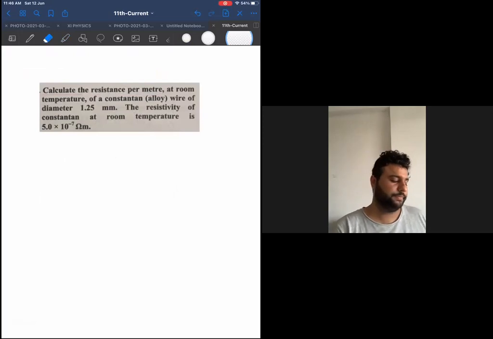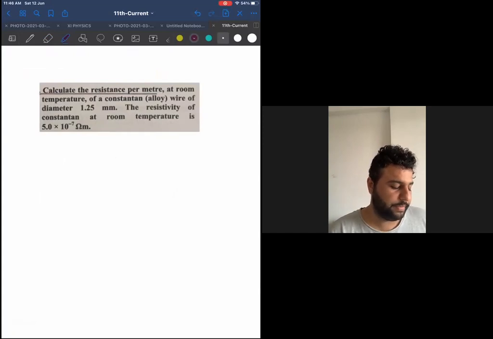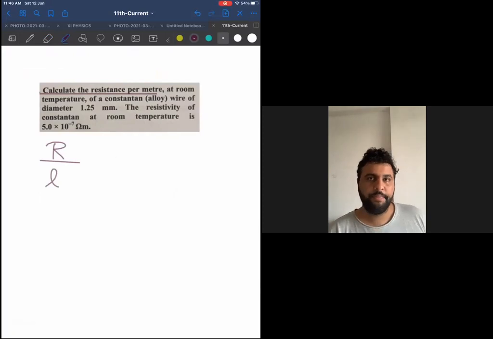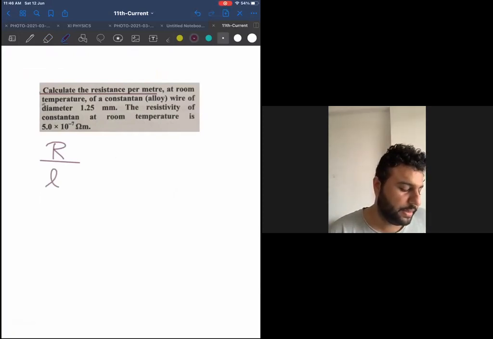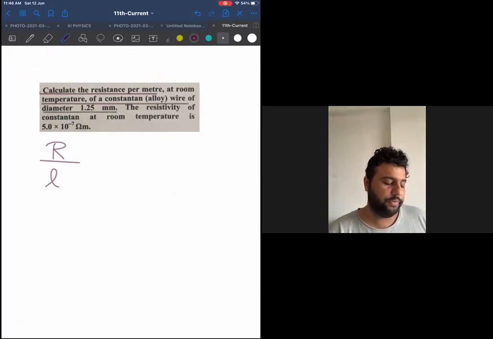Okay, now listen. If you have not completed, write later here. Calculate the resistance per meter means I should calculate R by L. Means I have to calculate this separately. Okay, and of a Constantan wire of diameter 1.25. So diameter is given, that means radius is given, that means indirectly area is also given, correct? And the resistivity is also given.